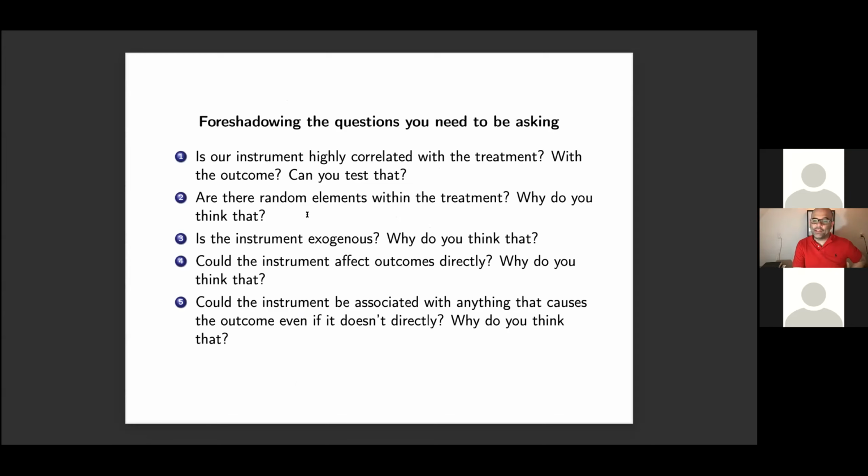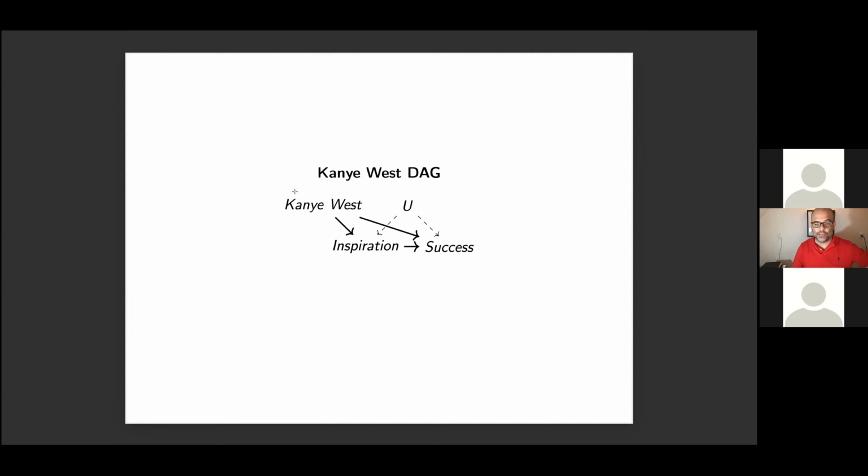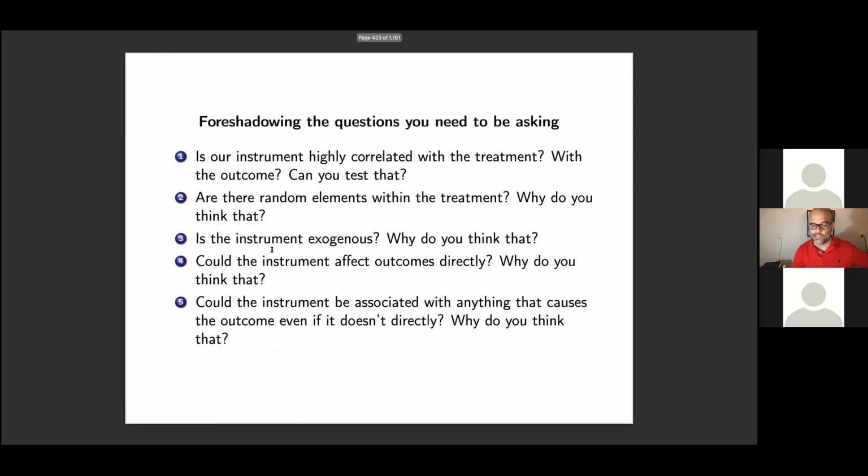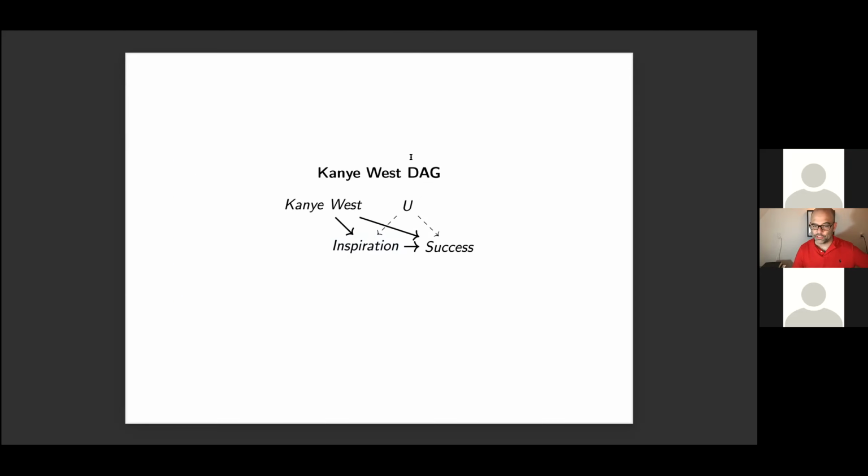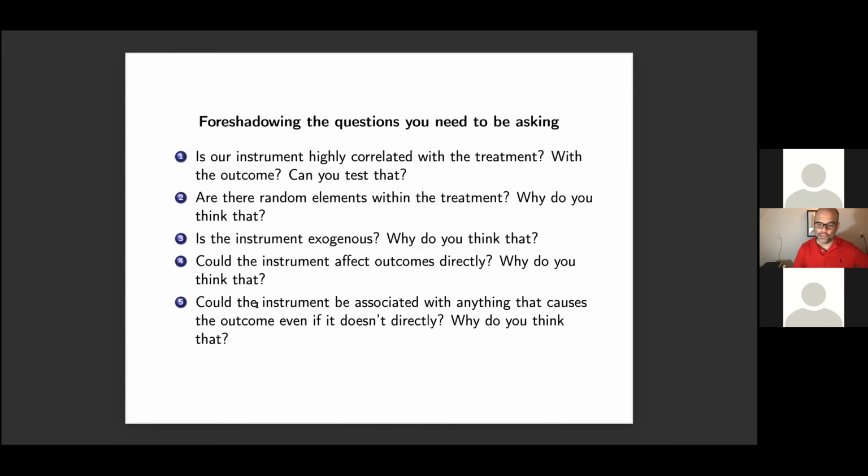So, is our instrument highly correlated with the treatment? Right? That's referring to this right here. Okay? Are there random elements within the treatment? That's referring to this. Is there anything in here that ever changes randomly? That's what you're trying to figure out. You are trying to ask yourself, is it ever possible that the treatment variable changed because of something random, not because of some optimization system that it fits into? Okay, trying to figure out what that randomness is. Is the instrument exogenous? That means no arrow here. That means no common arrow. Could the instrument affect outcomes directly? Could the instrument be associated with anything that affects the outcome directly? That's the kind of thing you want to be thinking about.